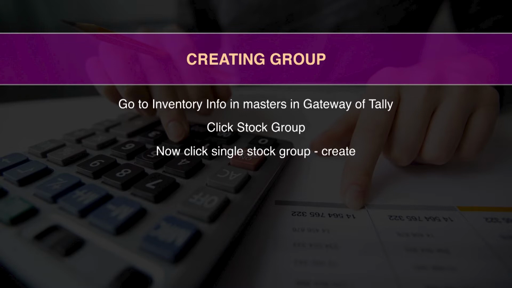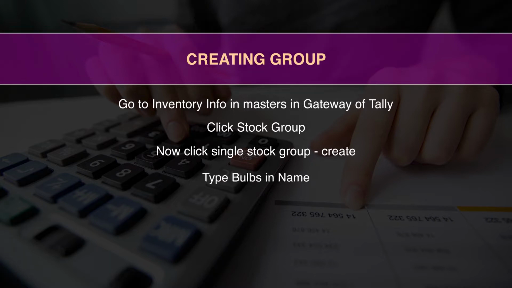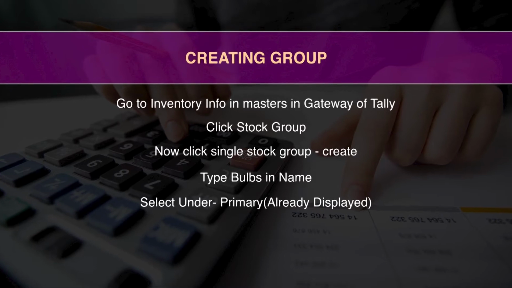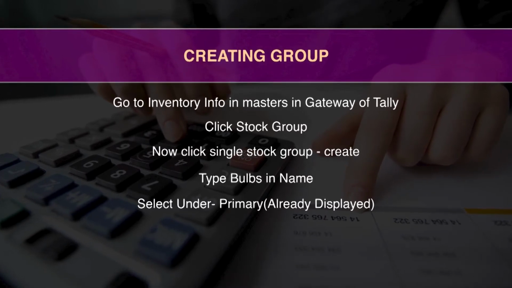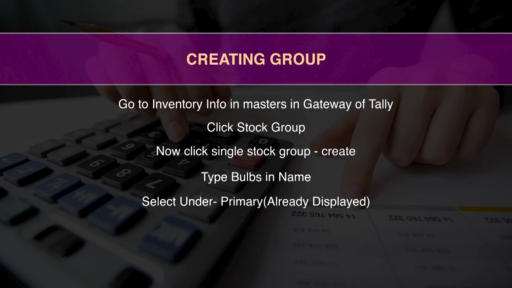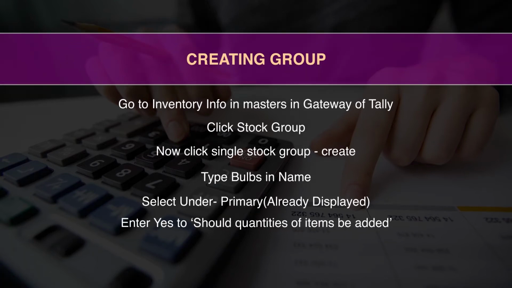Within that, if you click create, a screen will open and it will ask you to type name. Name will be bulbs and it will be under primary. This is already displayed on the screen. Since bulb are the main stock group, so we have classified it under the primary only. You don't need to change it. Next is, should quantities of item be added? Yes, since we want the quantities to be added to the bulbs, so we will choose this option as yes.